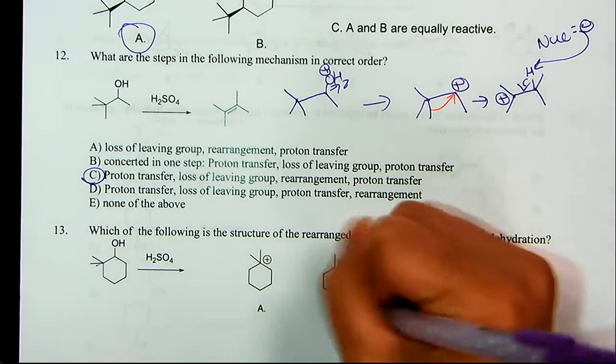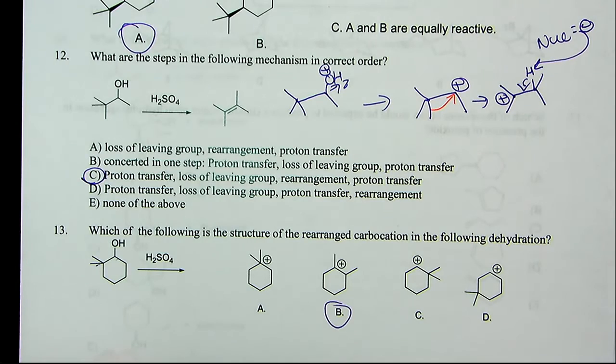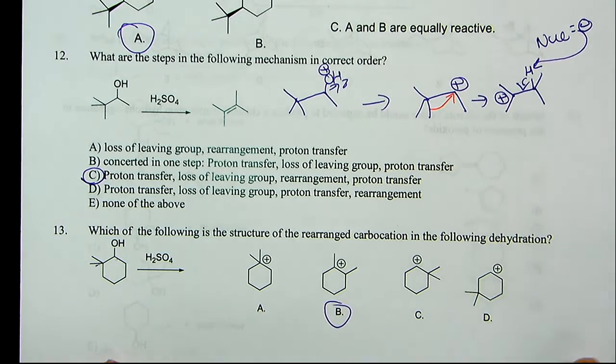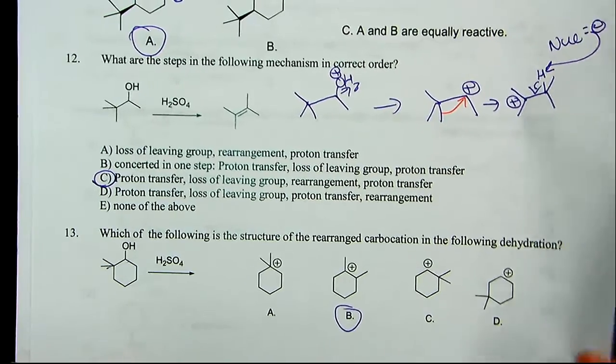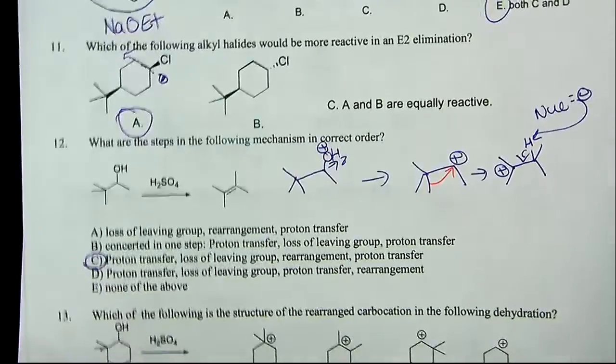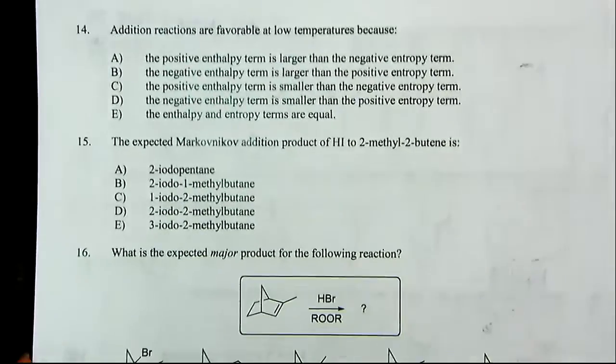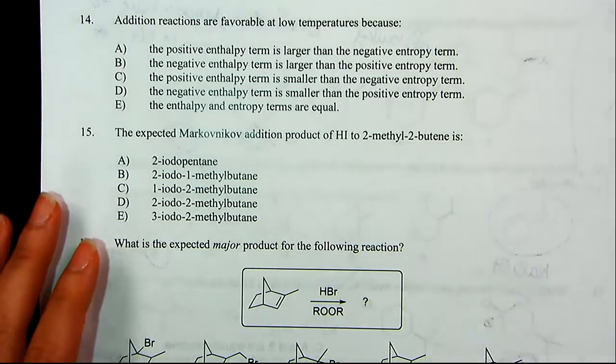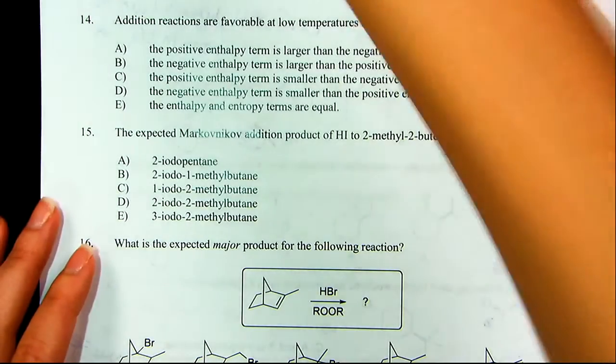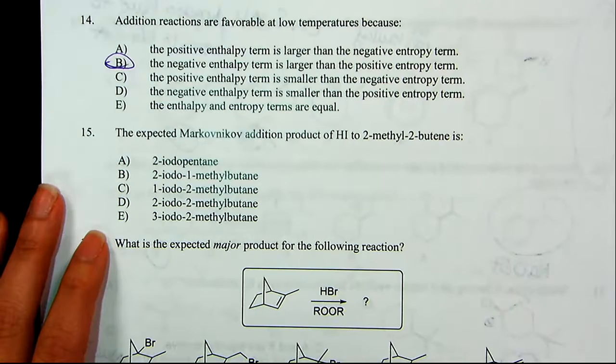There you should have the, I know the proton was a little funny thing between the two carbons, but, yes. Okay. 14. Addition reactions are favorable at low temperatures because, this is a concept question.